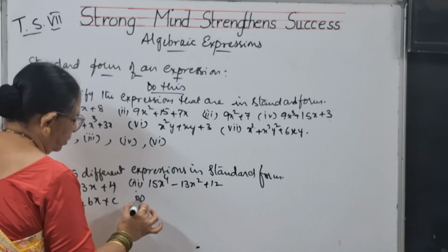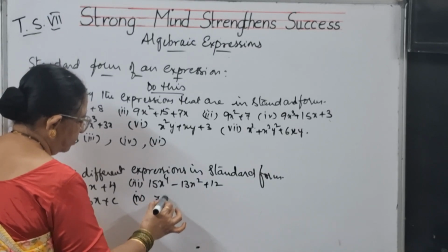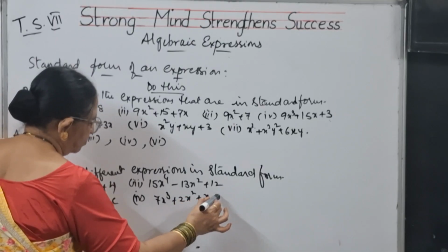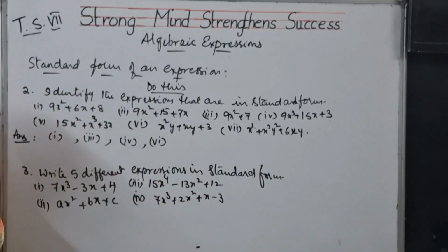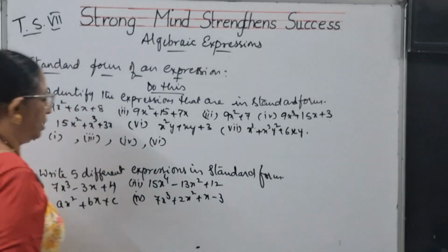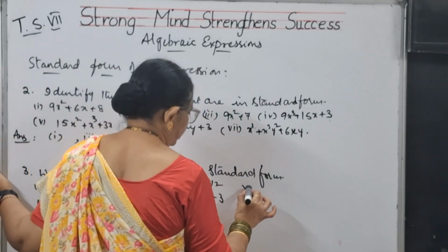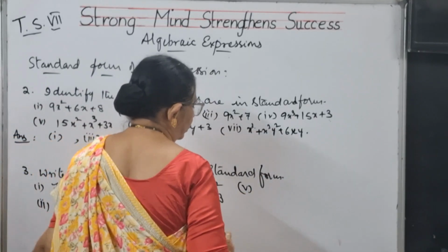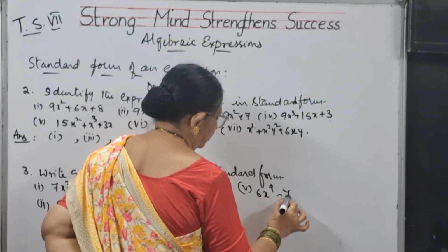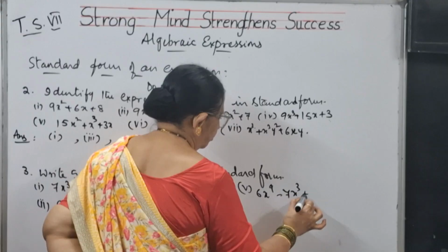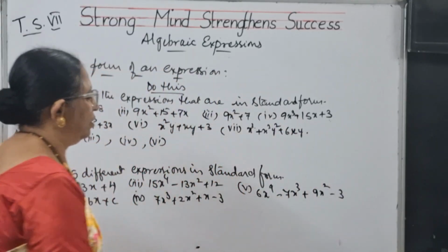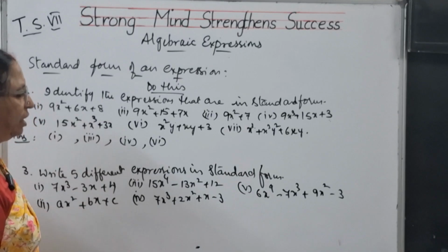And fourth one, 7x cube plus 2x square plus x minus 3. This is also you can write because all the variables are written in descending order. And fifth bit, your own wish children, you need not take this. 6x to the power of 9 minus 7x cube plus 9x square minus 3. I can write it also in standard form.